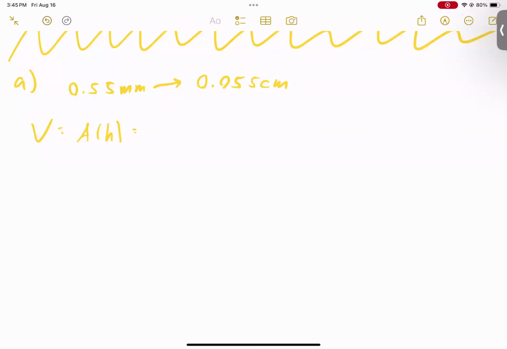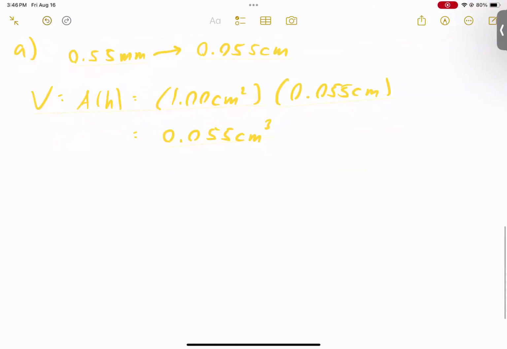We know the area because it gives us 1.00 centimeters squared. And if we have the height or thickness 0.055 centimeters, that's going to give us centimeters cubed, which is the unit in volume. And thankfully, because it's 1.00, we get a volume of 0.055 centimeters cubed. Okay, now we're not done yet. I just found the volume of this aluminum foil, but I need to find the amount of moles that were used. How do we do that?